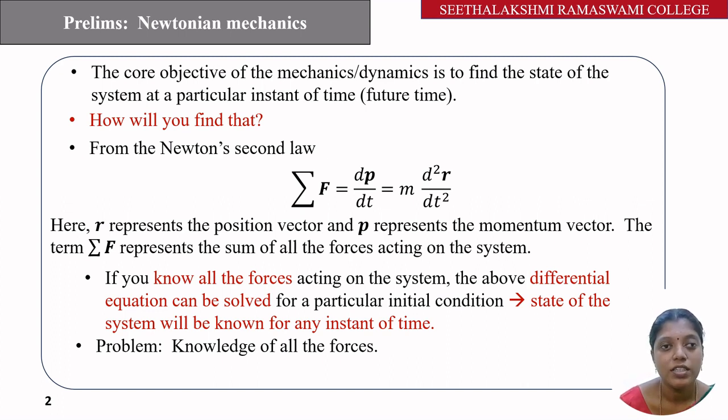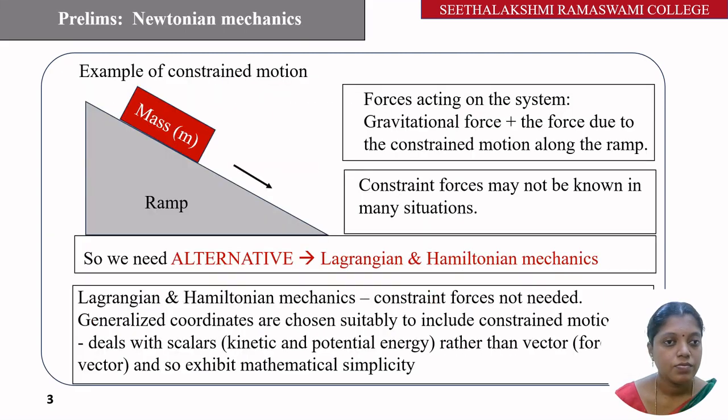While using Newtonian mechanics, the difficulty that we face is that we need to specify all the forces acting on the system. For example, consider the motion of a mass m over a ramp. Here the mass m is restricted to move only along the ramp, so the motion is constrained. The forces acting on the system are two: one is the gravitational force and the other is the force exerted by the ramp over the mass.